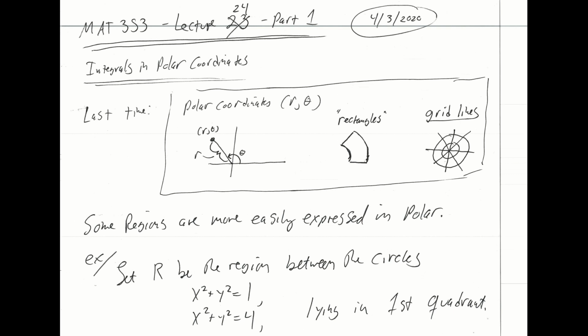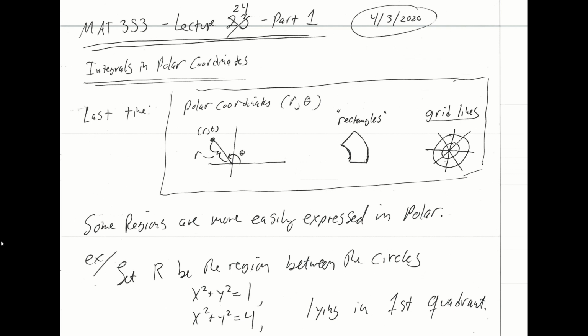But beginning to think about integrals in polar coordinates, we introduced polar coordinates last time. The idea is that you can designate points in the plane by using an r theta ordered pair instead of the xy ordered pair we have traditionally used. We took a look at what rectangles, quote-unquote, look like in polar coordinates to get some sense of which types of regions are most naturally expressed in polar. And also to that end, we looked at the grid lines that are formed when you set either of the variables equal to constant values in polar coordinates.